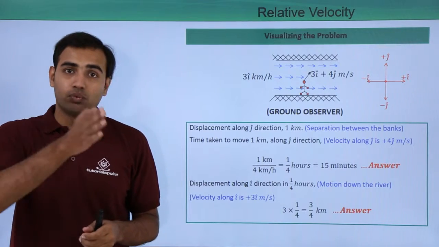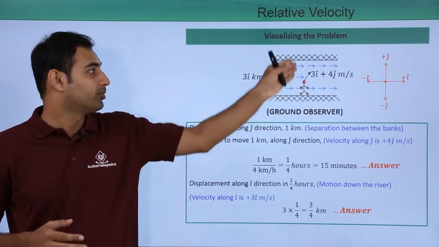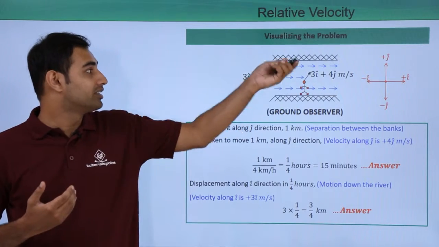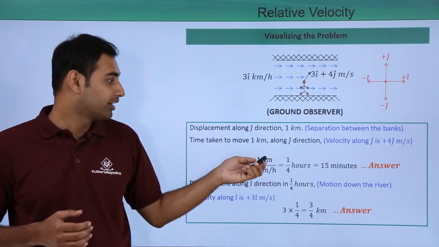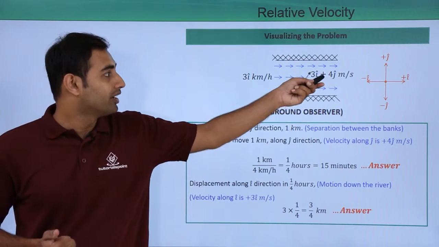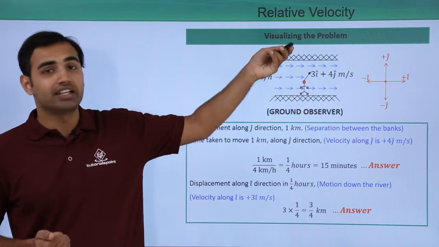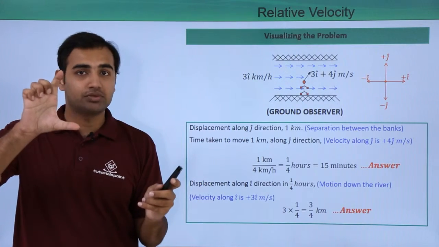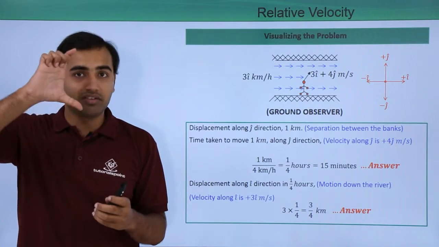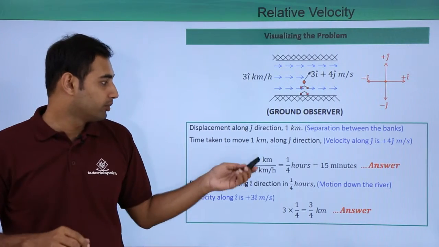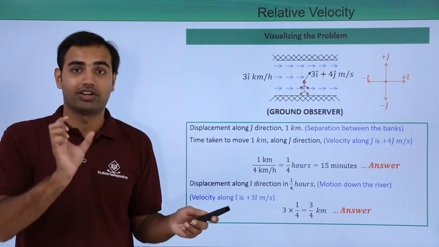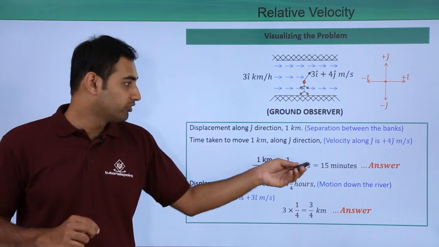So I can say it as 1 kilometer j cap because it's in j cap direction he has to move. So the time taken to move along that much distance can be calculated as 1 upon 4 kilometers per hour. Why? Because the velocity of man is 4 kilometers per hour in j cap direction and the displacement he has to cover in j cap direction is equal to 1 kilometer. So the time taken to cover this displacement in j cap direction will be 1 kilometer, which is the displacement, and 4 kilometers per hour, which is the velocity in j cap direction. This comes out to be 15 minutes.